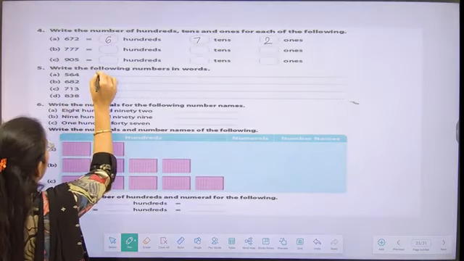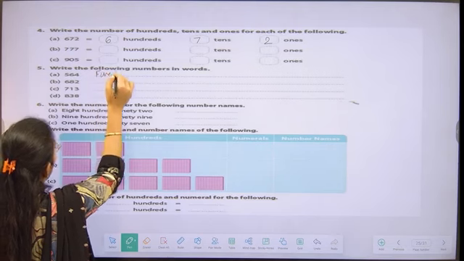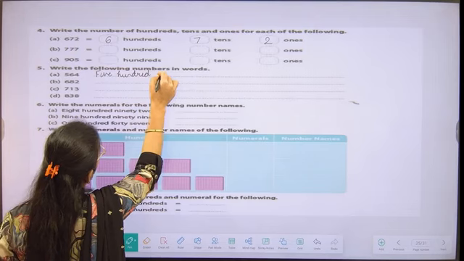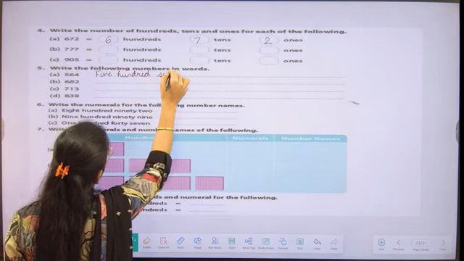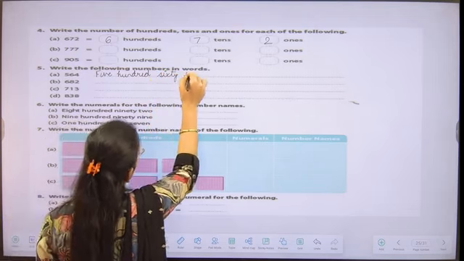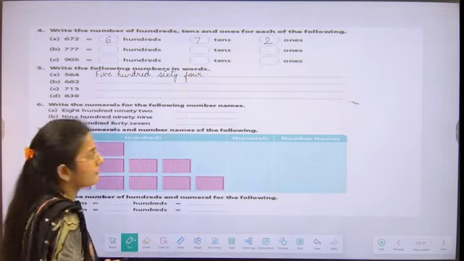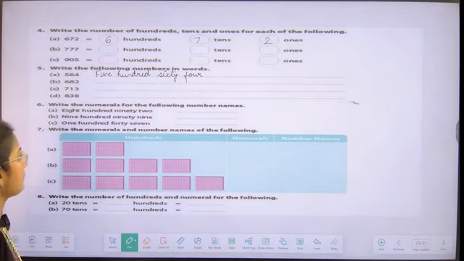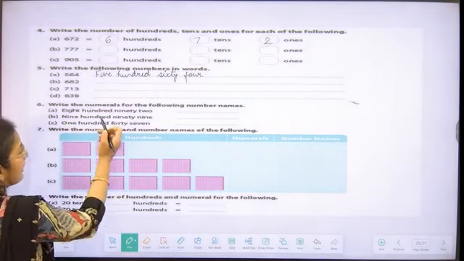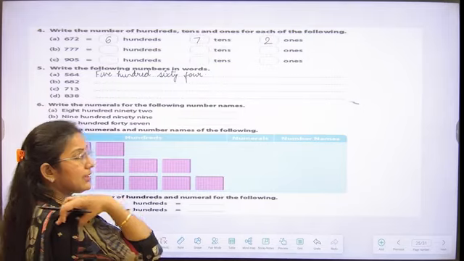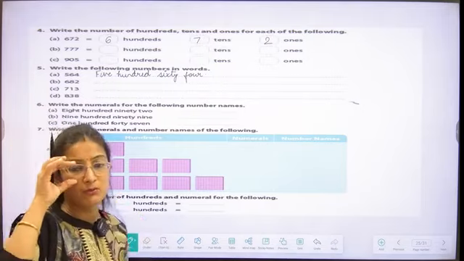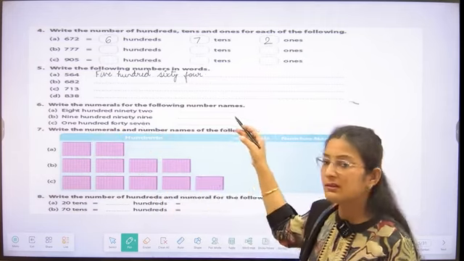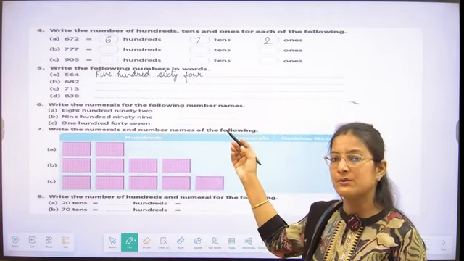So we have to write the number name of 564. Like this, you can complete this. Moving to the next one, what we have to do? We have to write the numerals for the following number names. Now, we have to write the numerals. So the number names are written, we have to write only their numbers, student.